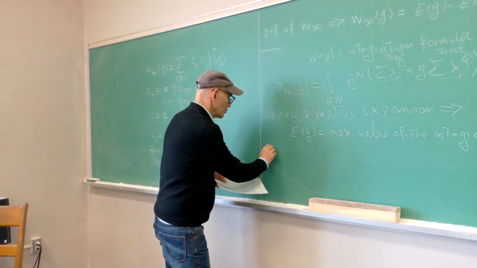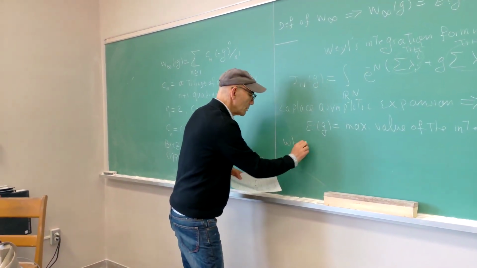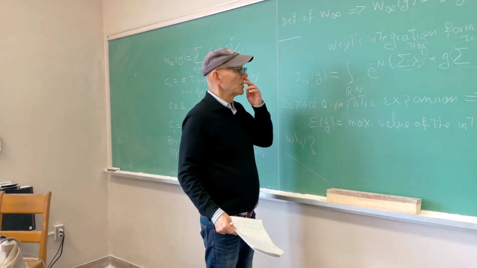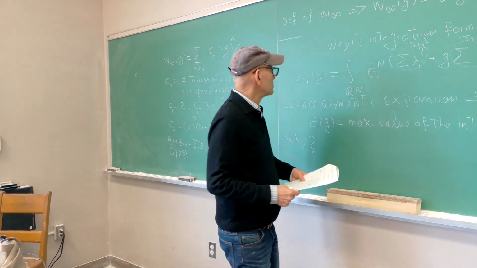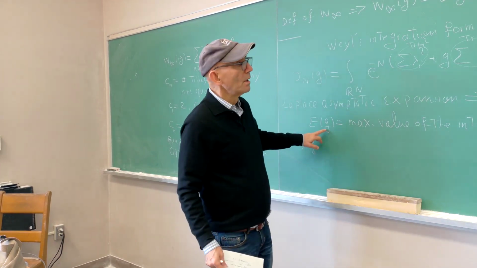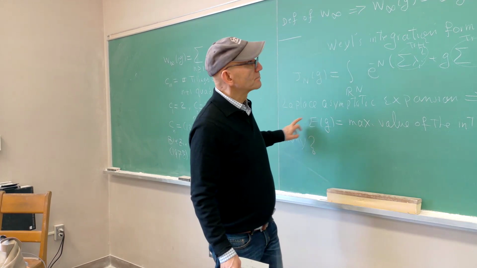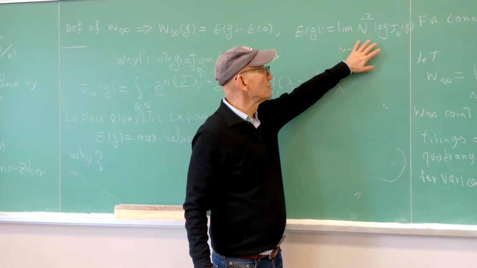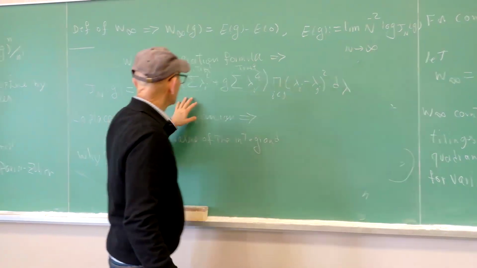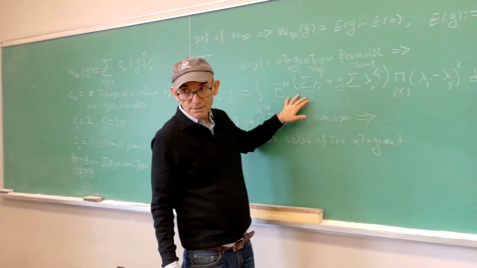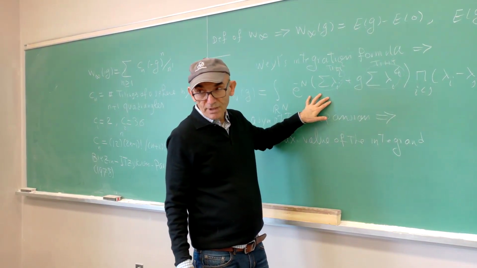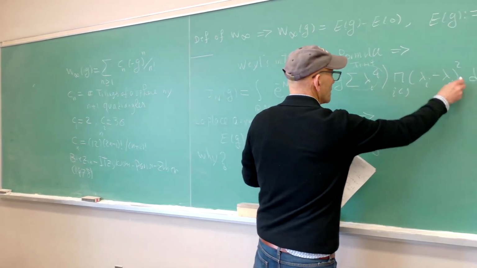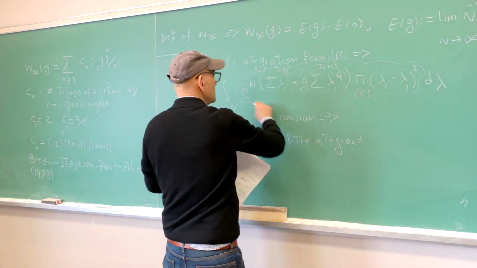Let me tell you why. So basically, what we are saying is that this limit n to the power minus 2 log of Jn of G is obtained by finding the maximum value of this function. So there's a lot to unpack here. This is the function.